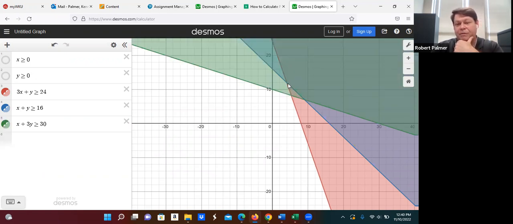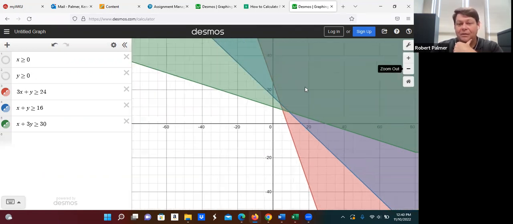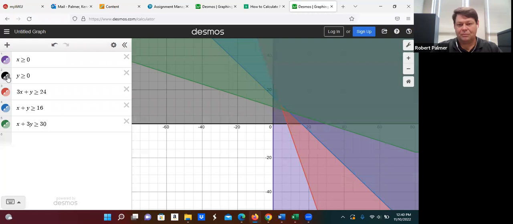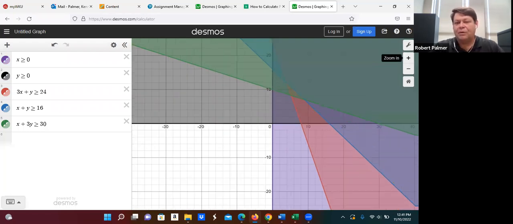Now here, notice we have this kind of dark reddish region. We also have a couple of corner points here and here. And then by adding x greater than or equal to 0 and y greater than or equal to 0, it just means essentially everything is in the first quadrant. It's a little harder to see, so let's zoom back in and find out what our values and corner points are.